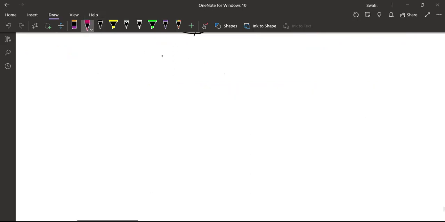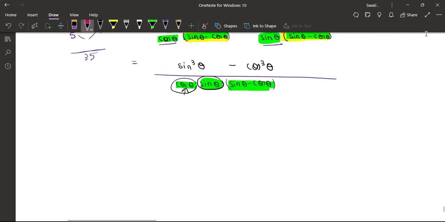Okay, let me make it little smaller. Yeah. So do you remember a cube minus b cube का formula क्या था? I'll tell you. It was a minus b into a square plus ab plus b square. ये formula था a cube minus b cube.